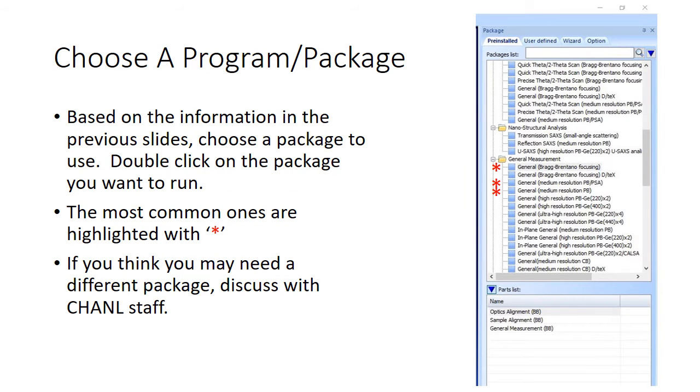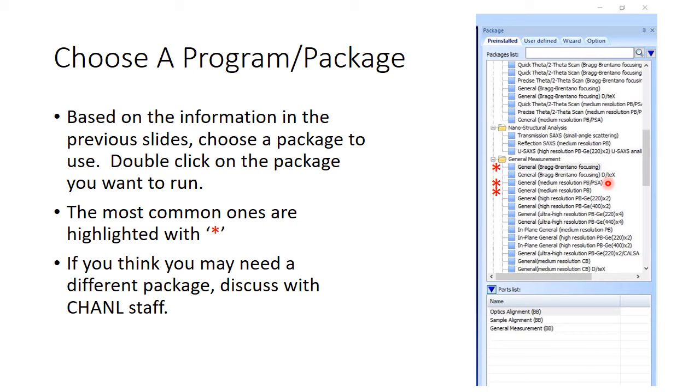Once the X-rays are on, you can choose a program or a package that you want to run. And we discussed a little bit about the different packages or the different instrument geometries and what they are good for. To briefly review, the Bragg-Brentano geometry is best for pretty flat samples. And so that could be powders, or it could be thin films that are relatively thick, greater than a micron. The PB geometry, or parallel beam geometry, is best for rough samples or thinner films.